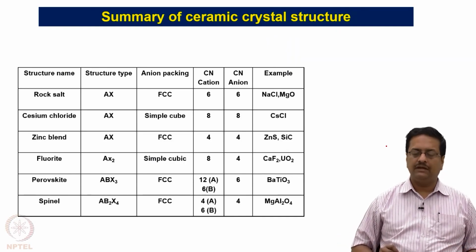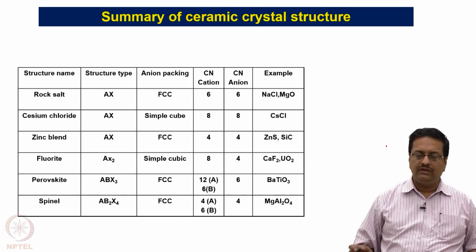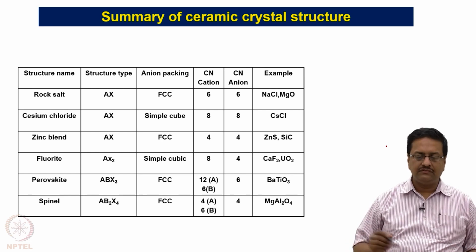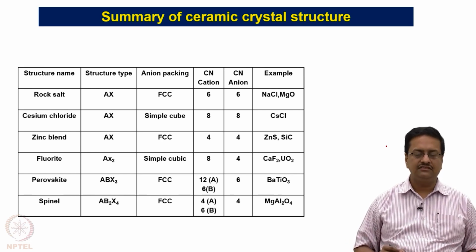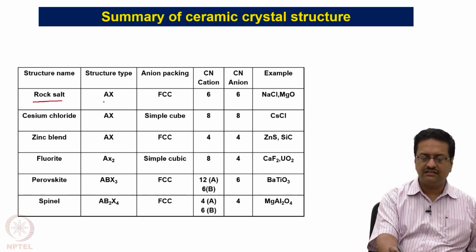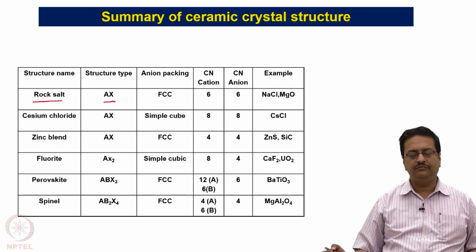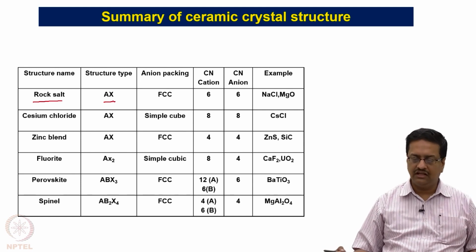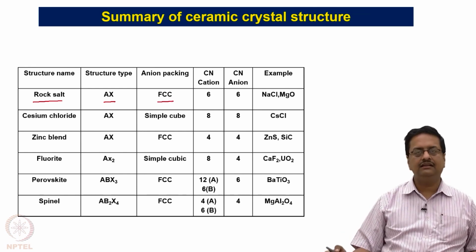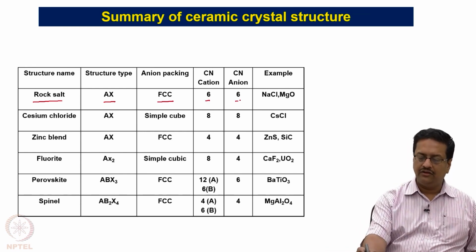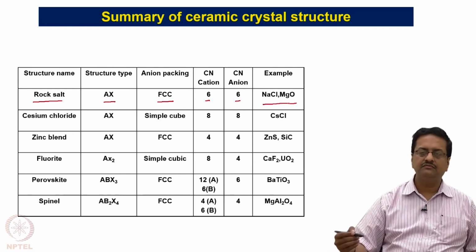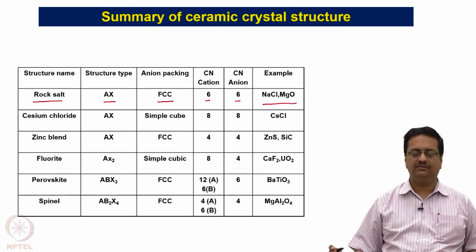So, to summarize this, we have a set of ceramic crystal structures with different coordination numbers. We have seen the rock salt structure, which has the common formula AX. Anions are packed in a face centered lattice. The cation and anion both have coordination 6:6, and there are examples like sodium chloride and magnesium oxide, which occupy these rock salt structures.